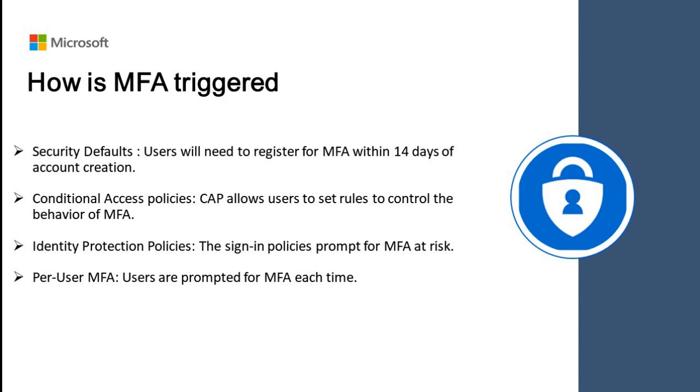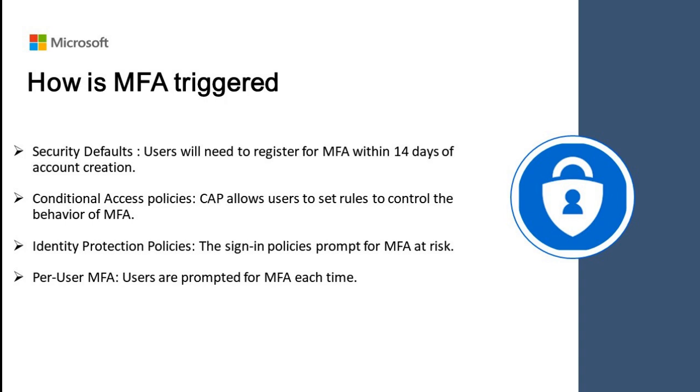Next is conditional access policy. This is a recommended approach for enabling MFA in Azure AD. As you may know, conditional access policy lets you define your own rules to control the behavior of MFA. When you configure conditional access policy to control the sign-in security needs, users will be prompted for MFA to complete a successful sign-in. Next is identity protection policies.